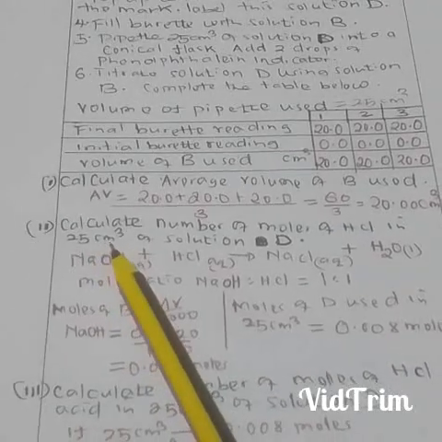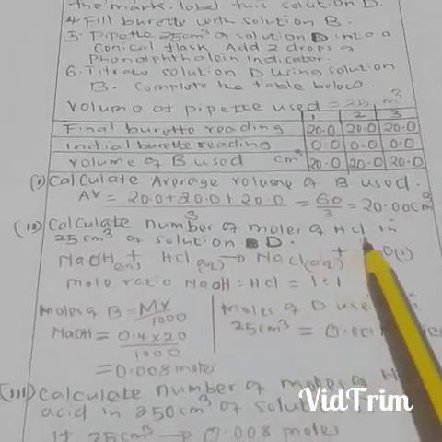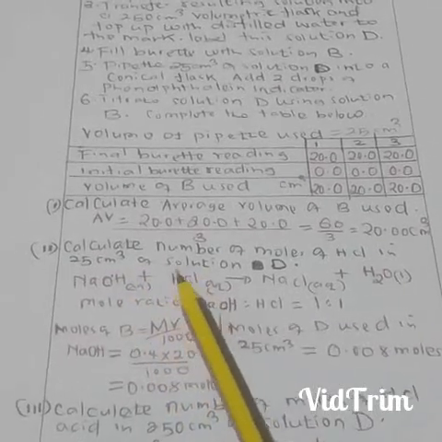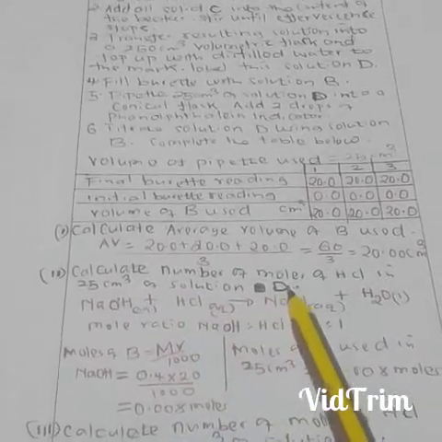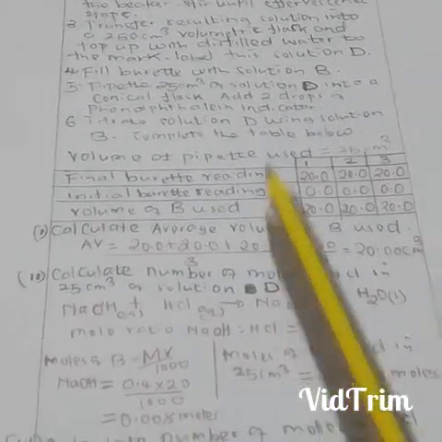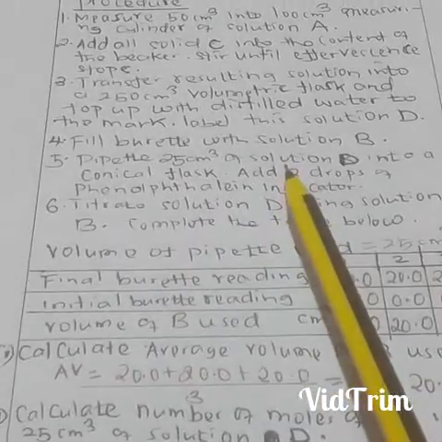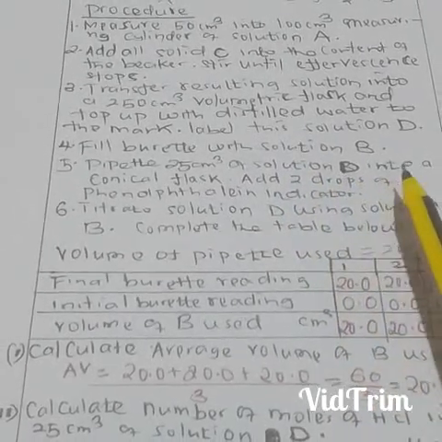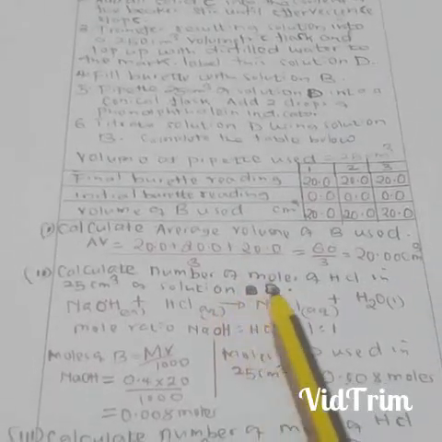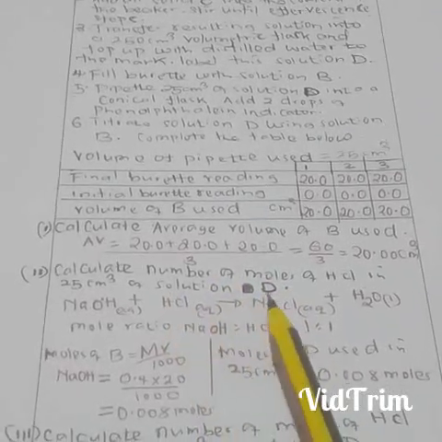Then question Roman 2, which is also very important. They are saying calculate the number of moles of HCl, that is hydrochloric acid, in 25 centimeter cube of solution D. Remember, solution D is the one you pipetted from. Look at procedure number 5. We pipetted 25 centimeter cube of solution D into a conical flask. So they want you to get the number of moles of that HCl in 25 of solution D.